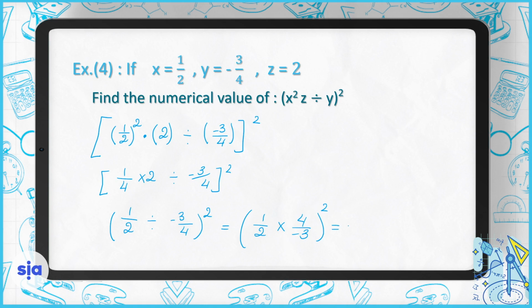Then, if you simplify what's inside, divided by 2, it's 2, divided by 2, it's 1. So it's negative 2 over 3 to the power of 2. The even power eats the negative, so it's 2 over 3 to the power of 2, which is 4 over 9. Let's now go to the evaluation part.